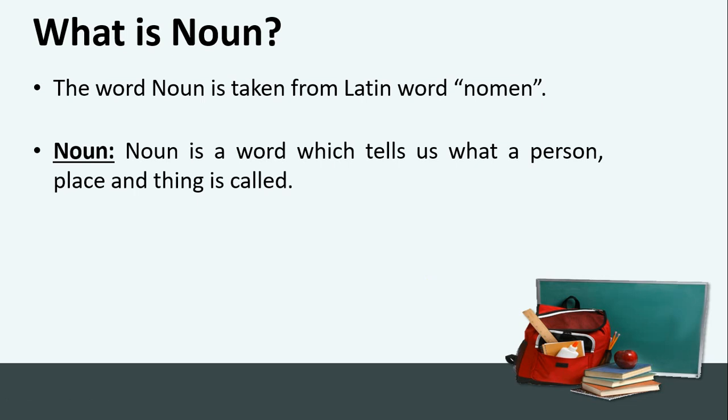So the meaning of nomen is what? The meaning of nomen is name. So this one means name, okay? So we say that noun is taken from or derived from the Latin word nomen, which means name, okay? So what's noun? Noun is a word which tells us what a person, place and thing is called.